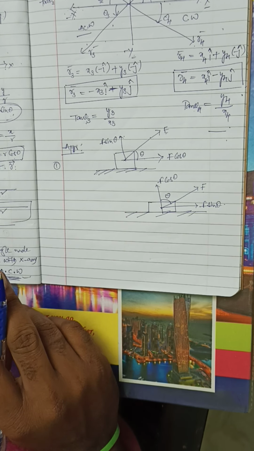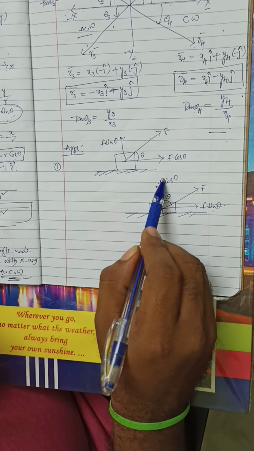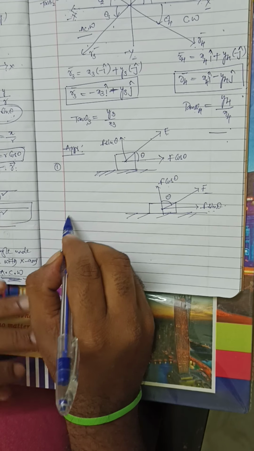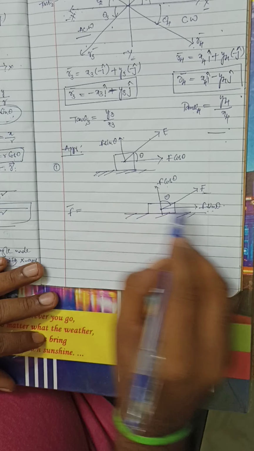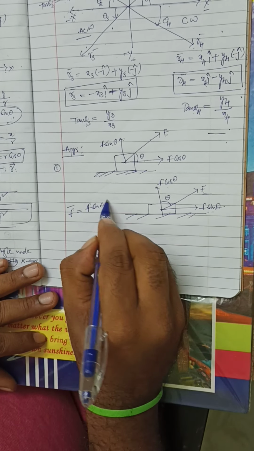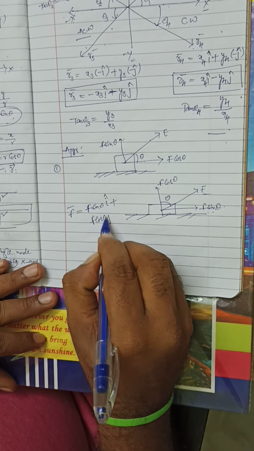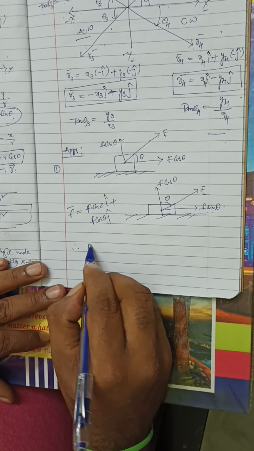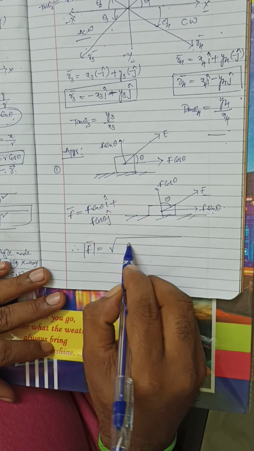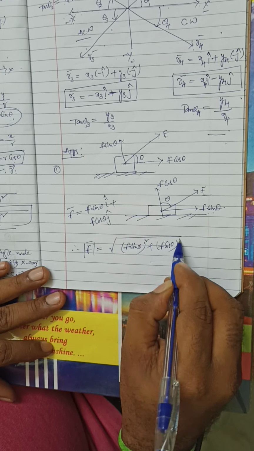So for example, if you have one confusion, sir, why do we have to take these two components? Here the combination of components is also equal to F. Let us see how. So here F bar is equal to F sin theta, this is along the x-axis, that's why into i cap, plus this is along the y-axis, F cos theta j cap. If you take the magnitude, then modulus of F is equal to under root of F sin theta whole square plus F cos theta whole square.